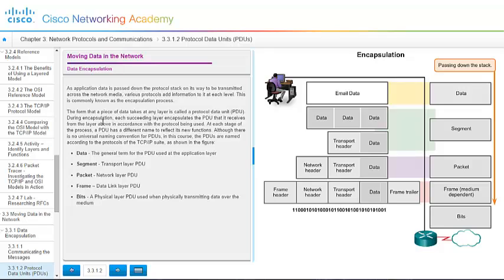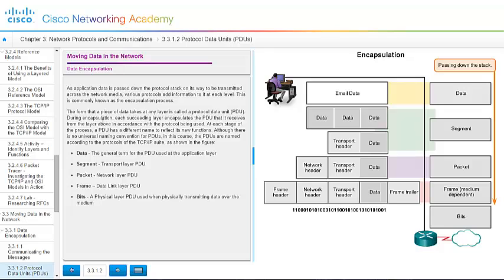As application data is passed down the protocol stack on its way to be transmitted across the network media, various protocols add information to it at each level so that it knows it's gone through that particular piece of the protocol and it's added a little bit more to it. This is commonly known as encapsulation. The form that a piece of data takes at any layer is called a protocol data unit, or a PDU.